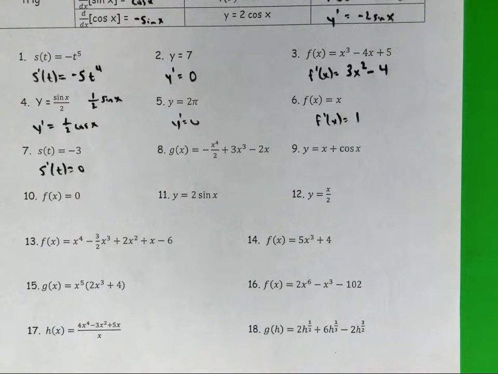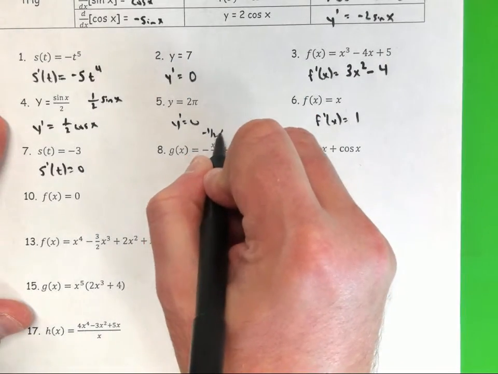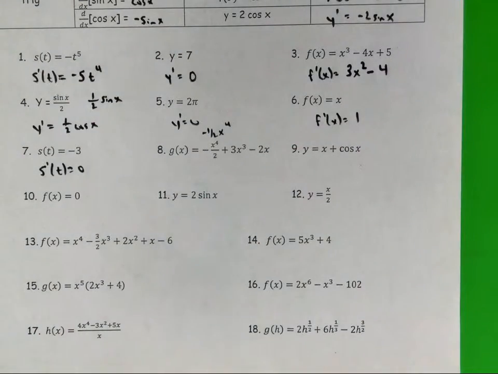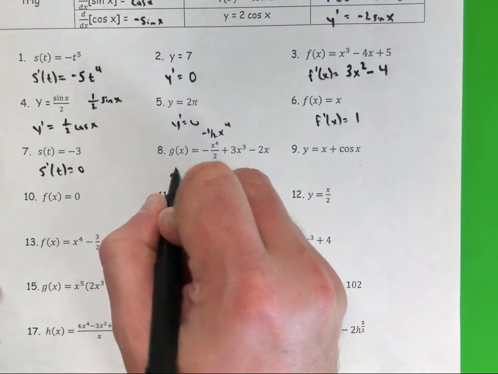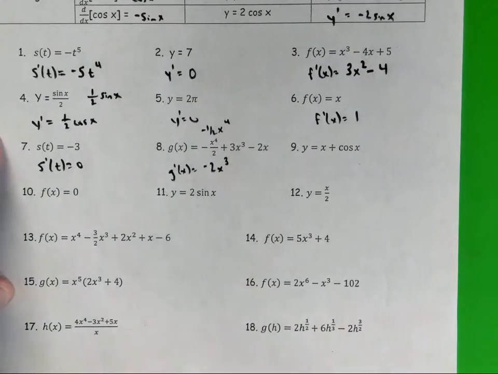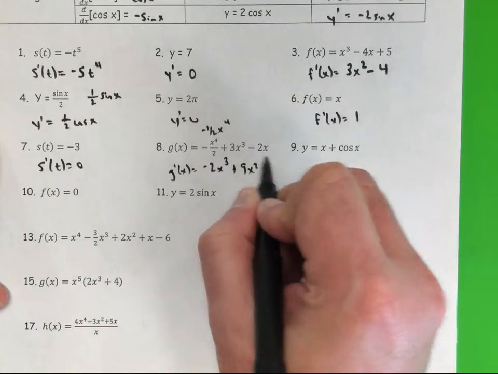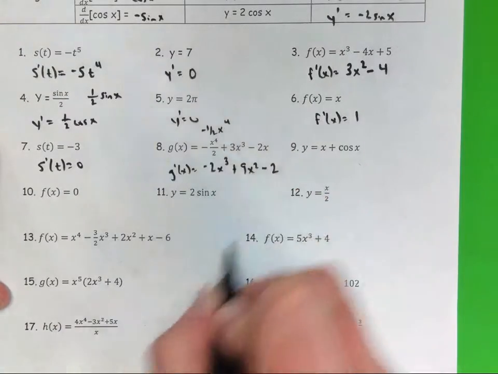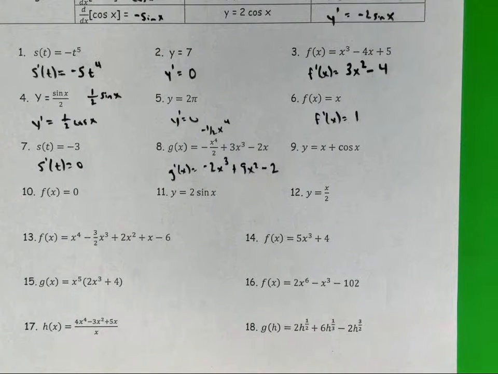Number 8. How could I rewrite that first part? X to the 4th. So I'm going to write that above it, okay? Now, bring the exponent down. 4 times negative 1/2 is what? Okay. G prime of x, that's going to be negative 2x what? Cubed. Because you took 1 off the exponent. What's the derivative of 3x cubed? And the derivative of negative 2x would be what? That's your derivative. You like this, Ivy? I love this. This is awesome.